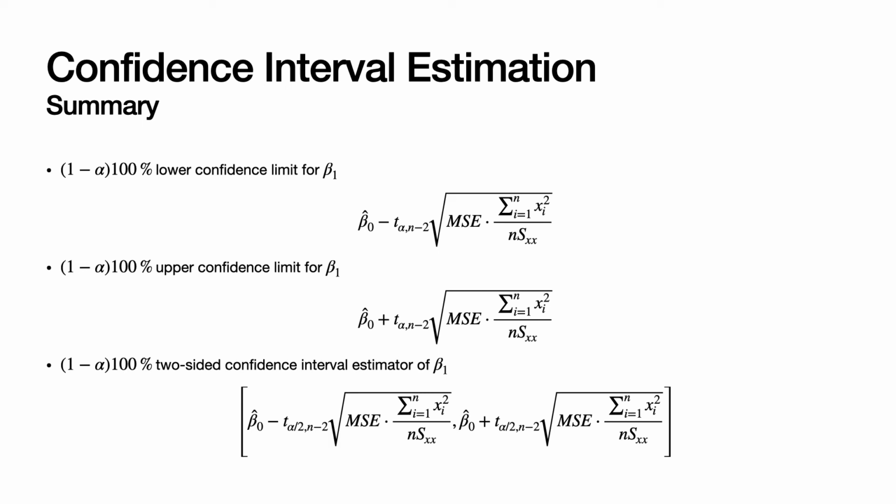And finally, the 1 minus alpha times 100% two-sided confidence interval for beta 0 is given by beta 0 hat minus plus, and then the product of the interval coefficient with alpha over 2 in the subscript times the estimated standard error of beta 0 hat, which is the square root of the MSE times the sum of the squared x values divided by n times S sub xx.